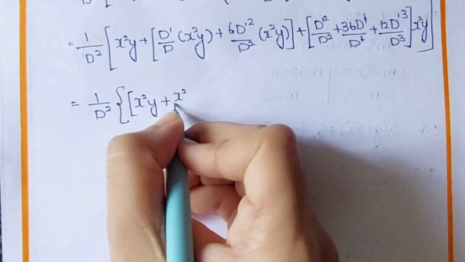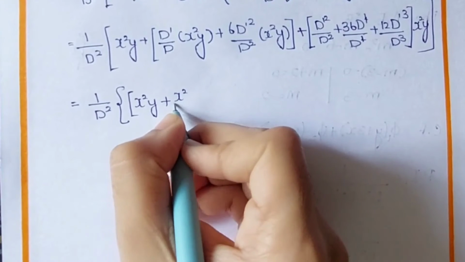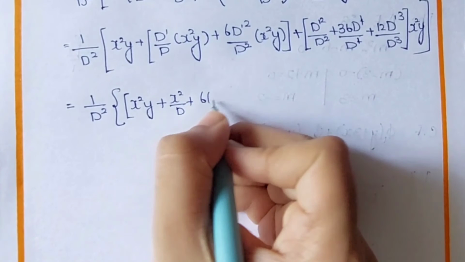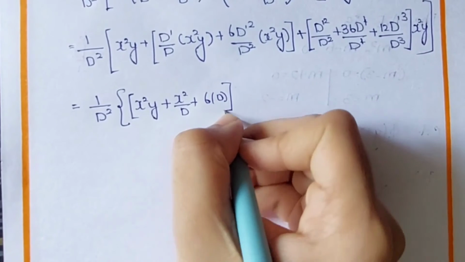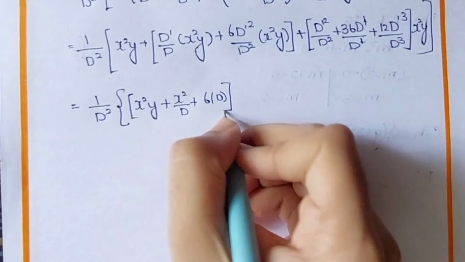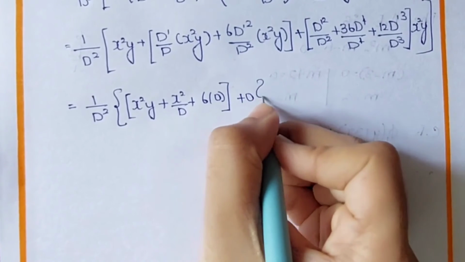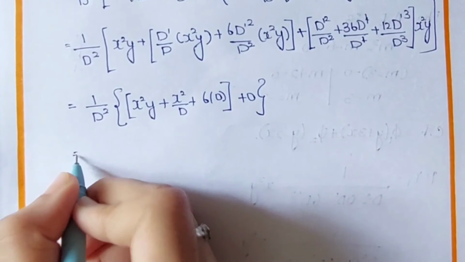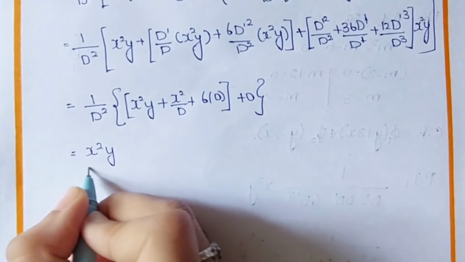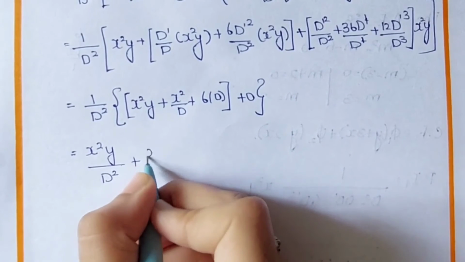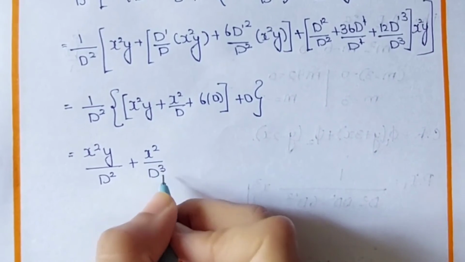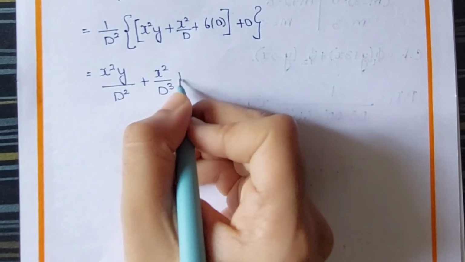Now, as we can see D', we can differentiate it with respect to y. Here we can see the D' square term, so I am going to differentiate it twice. After that, every term present in the second expression is D' square, so that when I am differentiating it with respect to y, all the terms become 0. Then multiply 1 by D square inside with each and every term, so that it becomes x square y by D square plus x square by D cube plus 0.